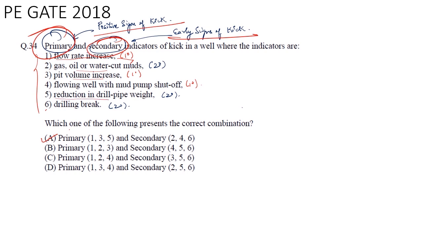Reduction in drill pipe weight is an early sign of kick, which implies a secondary indicator. And drilling rate again is a secondary indicator, which means it is an early sign of kick. So looking at the options, D would be the correct one.